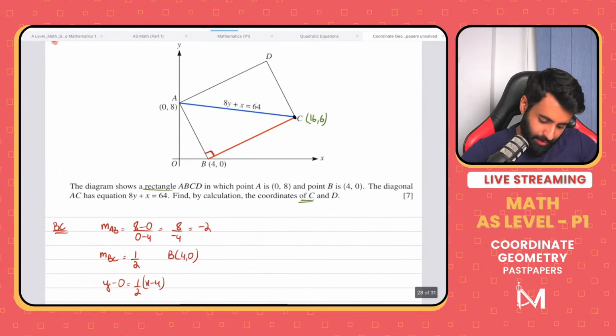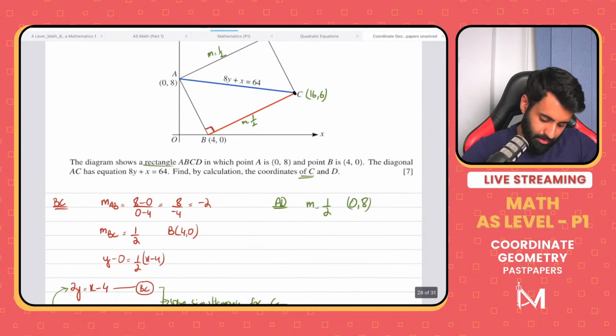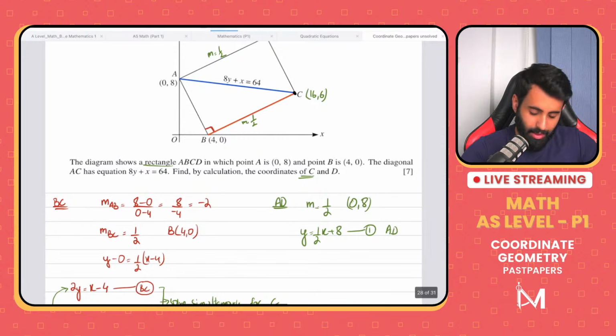As far as AD is concerned, what will be the gradient of line AD? It's going to be the same as the gradient of line BC. So m equals half, and the coordinates through which it's passing are 0, 8. So can we form an equation? Yes, we can. In fact, we can do it instantly because we know what the y-intercept is. So this is one equation, and this is basically the equation of line AD.